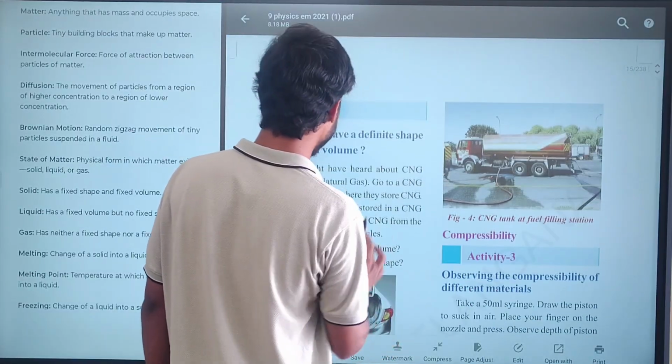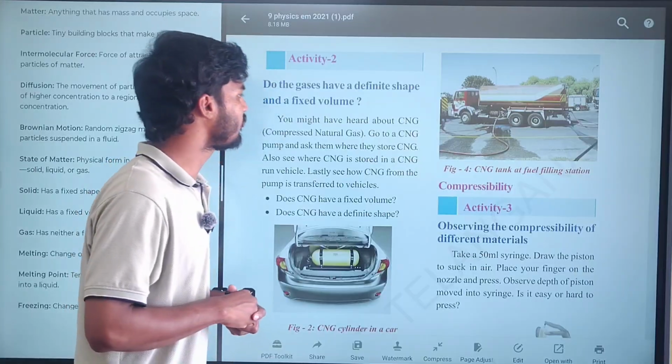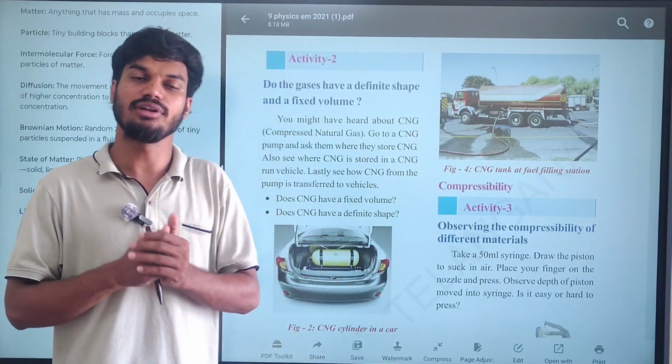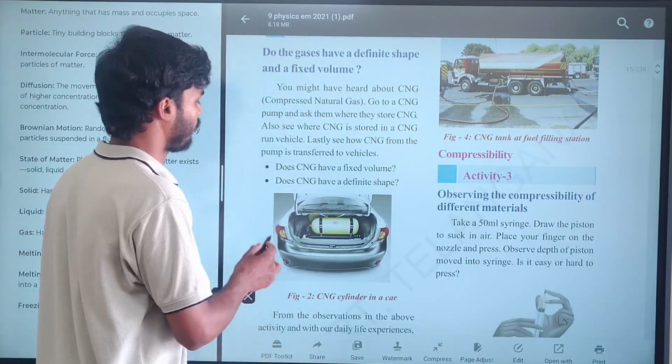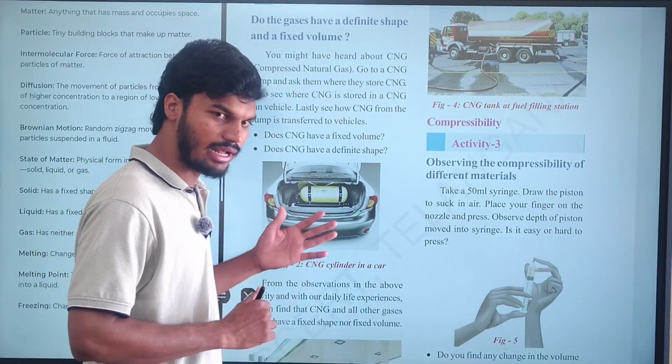Next, coming to Activity 2. Do gases have a definite shape and fixed volume? Let us find this out with the help of this experiment. Look here, everyone knows this. I think everyone has seen it in your daily life activities.